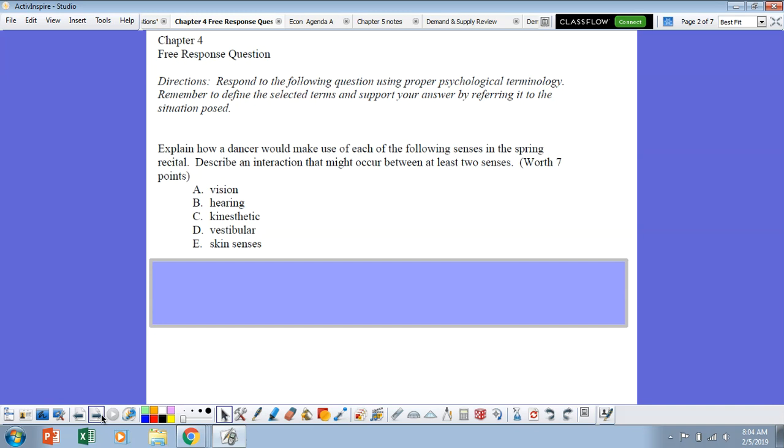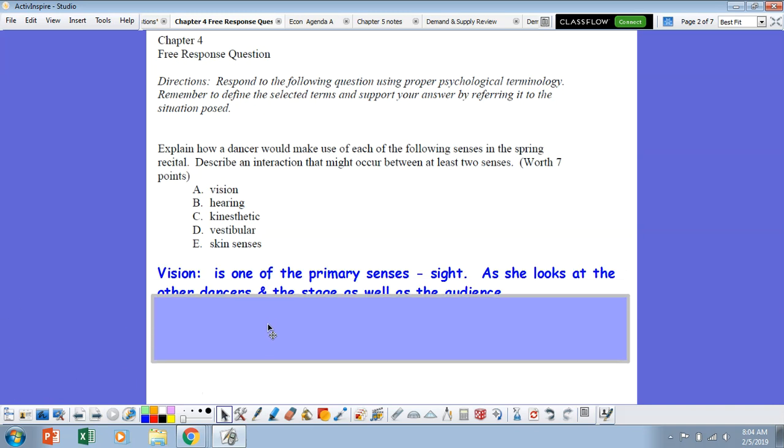And I would say this, as always, when we're looking at free response questions, we should define each of the following terms. So we should define vision, hearing, kinesthetic, vestibular, and skin senses. So let's take a look at this first part.